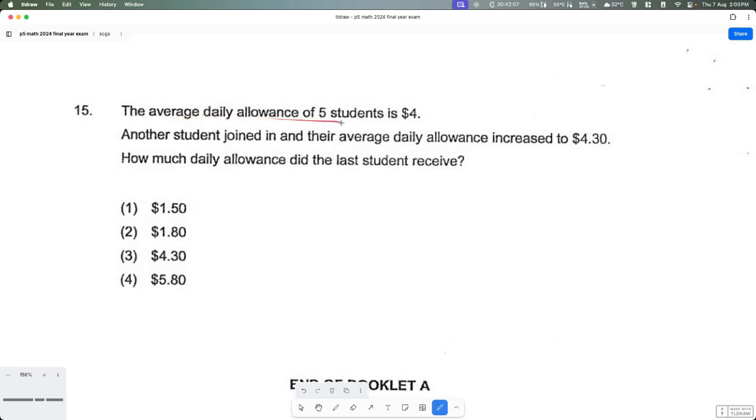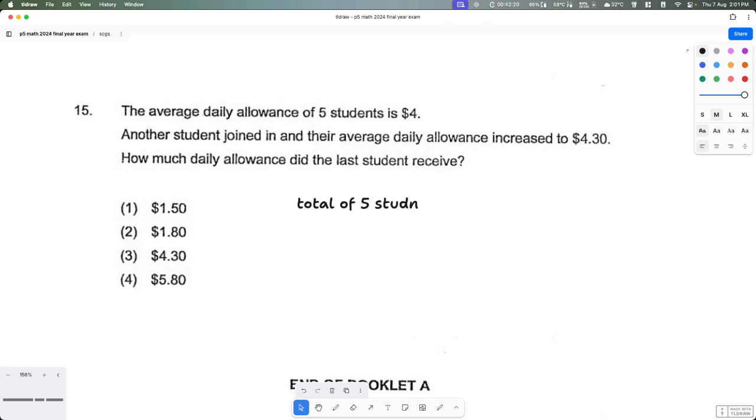The average daily allowance of 5 students is $4. Another student joined in and their average daily allowance increased by $0.30. How much daily allowance did the last student receive? So the total of 5 students is equal to 5 times 4, which will give us $20. So the total of 5 students plus the last student is equal to, instead of 5, 6 times 4.30.